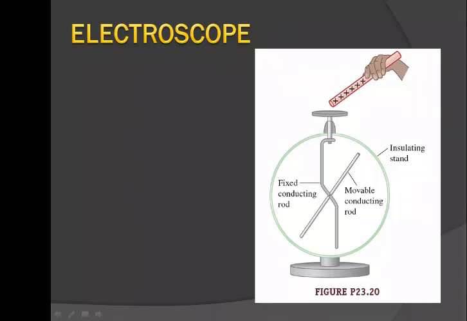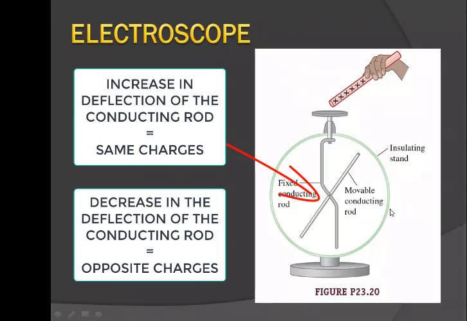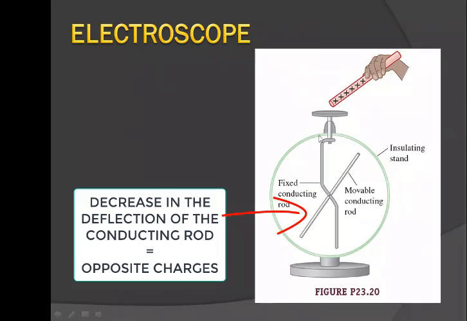The modern electroscope works in the same way. If there is a charge, then the movable conducting rod will move according to the charge. So if there is an increase in the deflection, then the charges are the same. If there is a decrease in the deflection, then it means that the charges are of opposite kind.